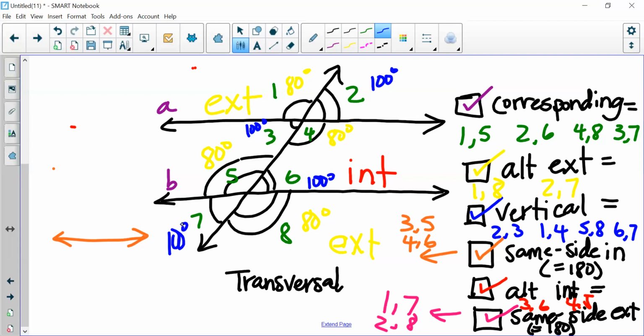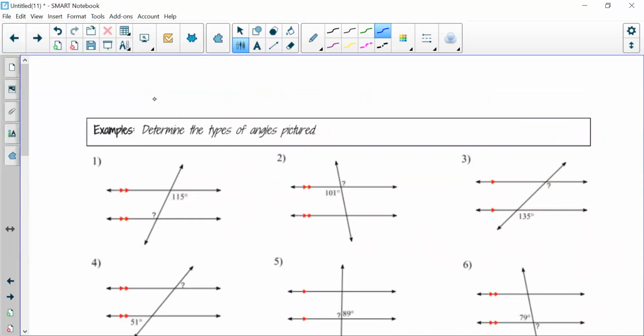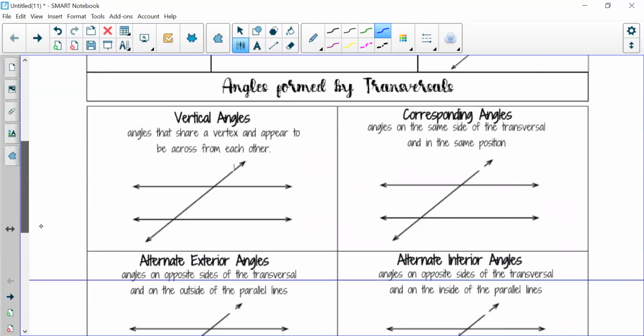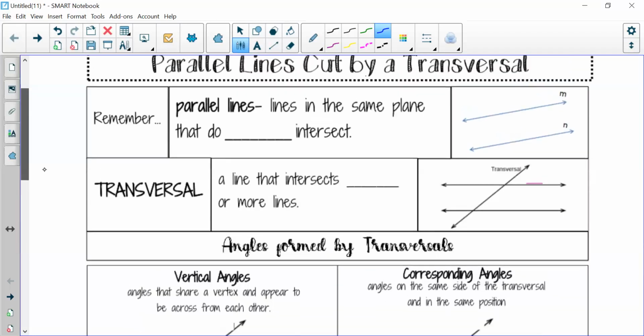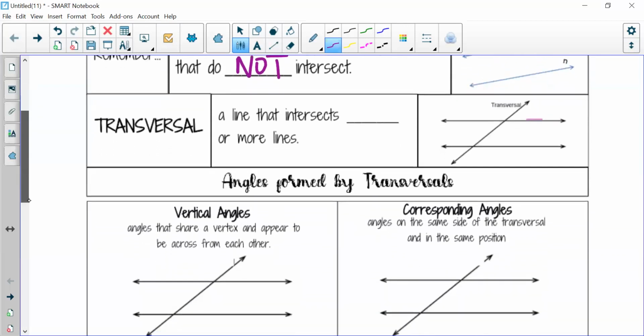Y'all, your angle relationships just help you find the measure of missing angles and features. Okay? All right. Y'all go back. Oh, here's the vocabulary. Y'all, what goes right here in this blank? Parallel lines in the same plane? Not. Good, not. Okay, let's see how we can work through this, if y'all got it.